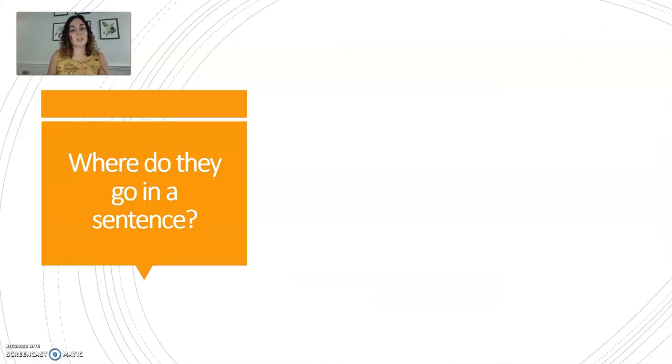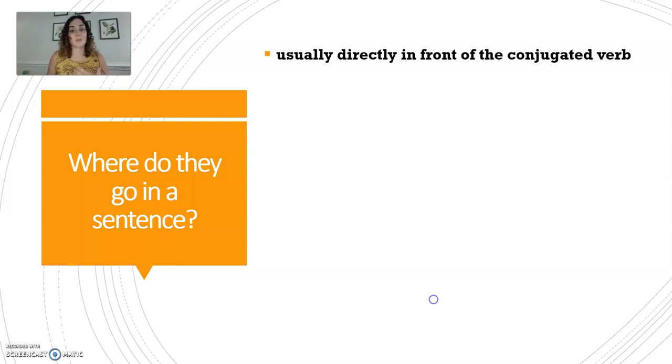Direct, indirect object pronouns, as far as where they're located, it's pretty simple. They go right in front of the conjugated verb. So Gilbert, je te parle. I'm speaking to you. In English, the to you comes at the end. In French, you place this pronoun directly in front of the conjugated verb.